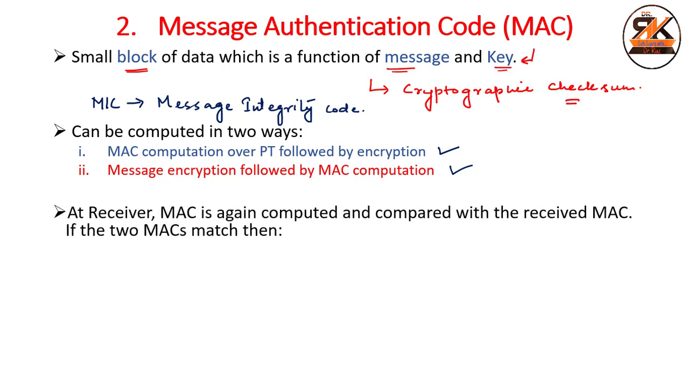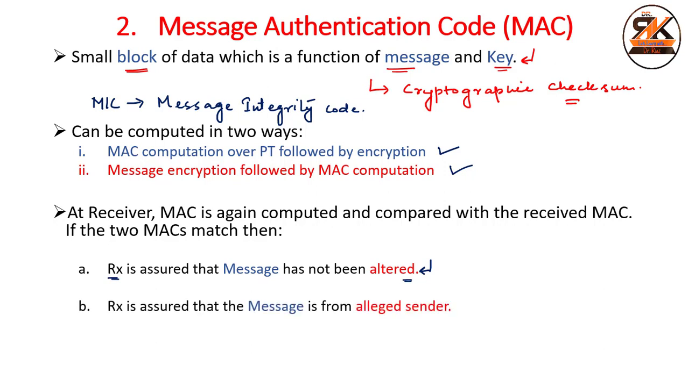then there are different cases. Case number one is that the receiver is assured that the message has not been altered. If both the MACs at the receiver side match each other, then the receiver is assured the message has not been altered, because altering the message without altering the MAC will not make the two MACs equal. So that's the reason why the receiver is assured when two MACs are equal.